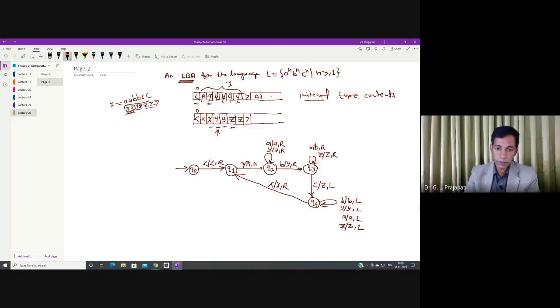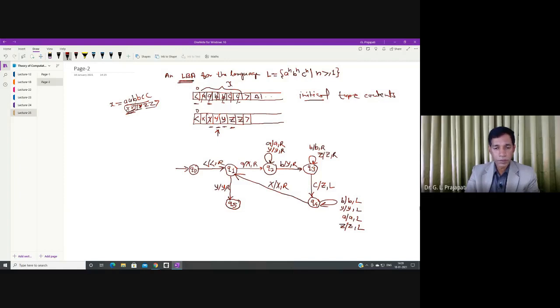So just verify now. How are you going to verify? Say for example, the state is q5. In q5, you have the capital Y. Replace with Y and go to the r.